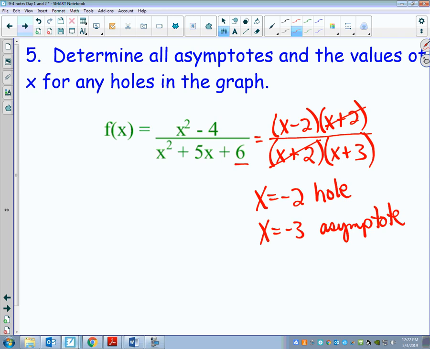X minus 2 is nothing. It's in the numerator. It's not restricted. You can have 0 in the numerator. You can't divide by 0 in the bottom.